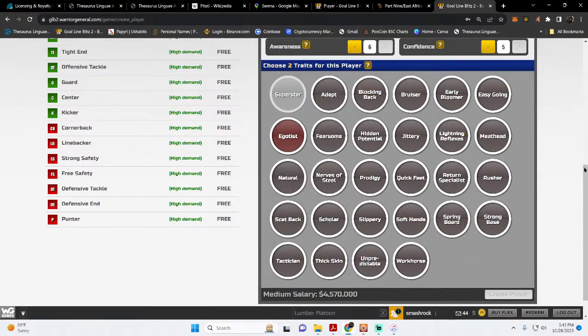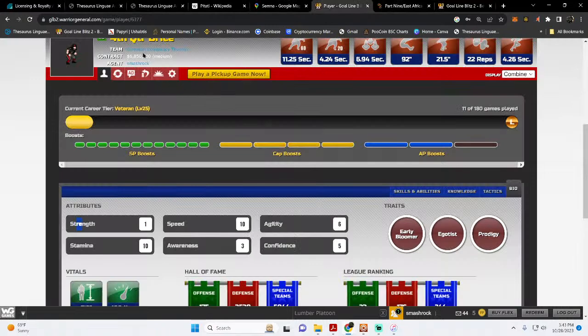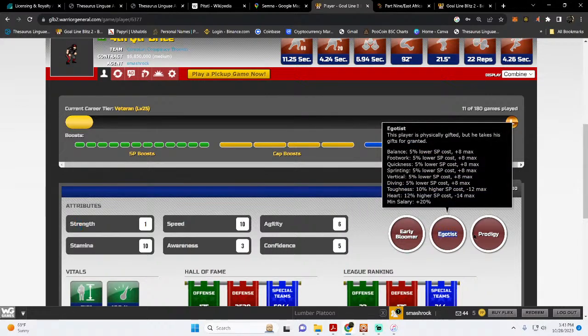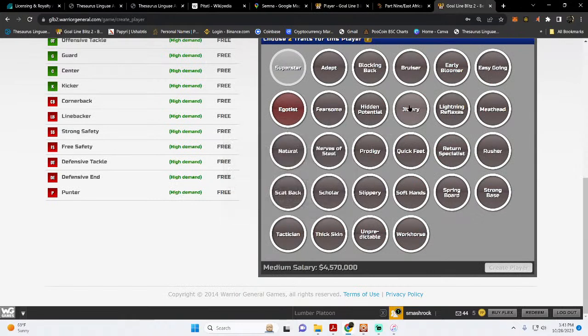In order to make a quick dude that's going to be hella raw like my dude over there, let's see what he averaging. This dude right here. He's an early bloomer. I could have took this trait off. He's an egoist and he's a prodigy. So I would come over here and click egoist, prodigy, and early bloomer.